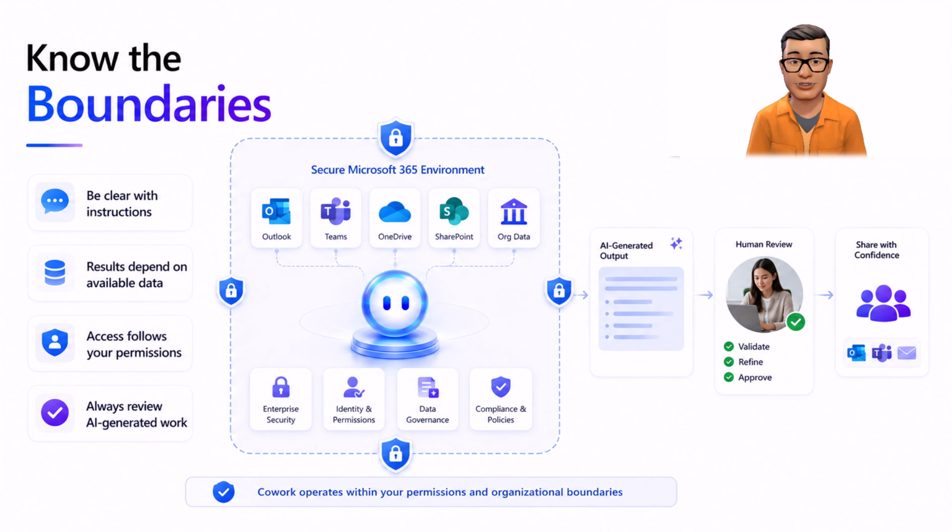There is also an important limitation around files. Cowork cannot simply reach into your local computer and access arbitrary files. Files need to be provided through supported mechanisms or connected cloud services. And most importantly, treat AI-generated emails, documents, and messages as drafts until you have reviewed them.